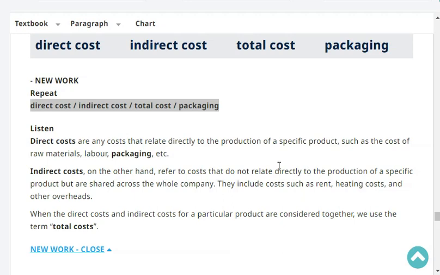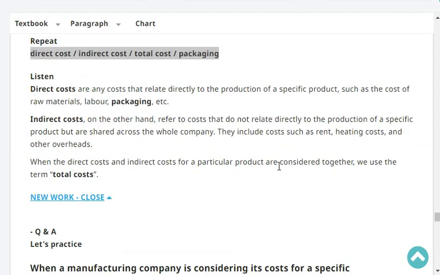Indirect cost, on the other hand, refers to costs that do not relate directly to the product or the production of a specific product, but are shared across the whole company. They include cost of rent of the factory, heating cost, electricity, and overheads. Okay, when the direct cost and indirect cost for a particular product are considered together in total, we use the term total cost. Okay, so let's practice.